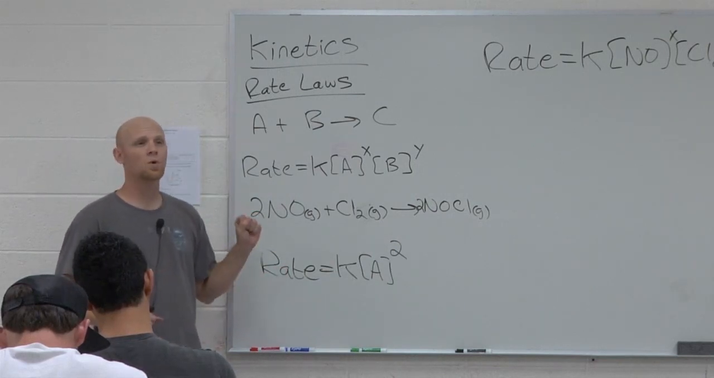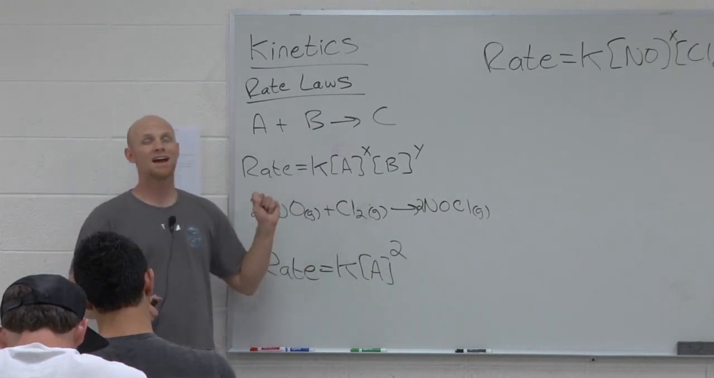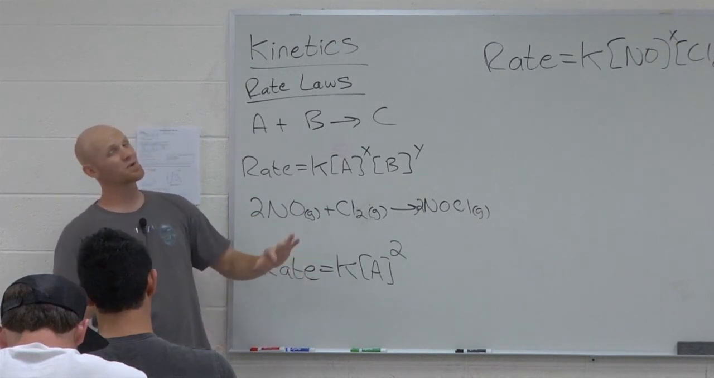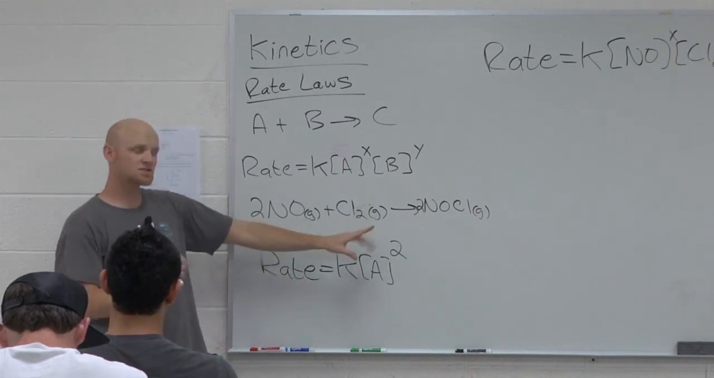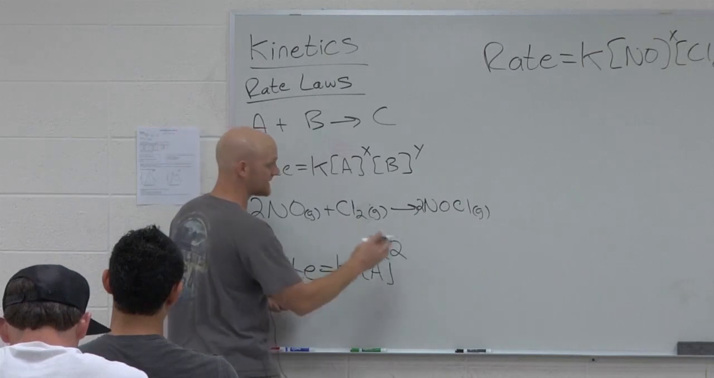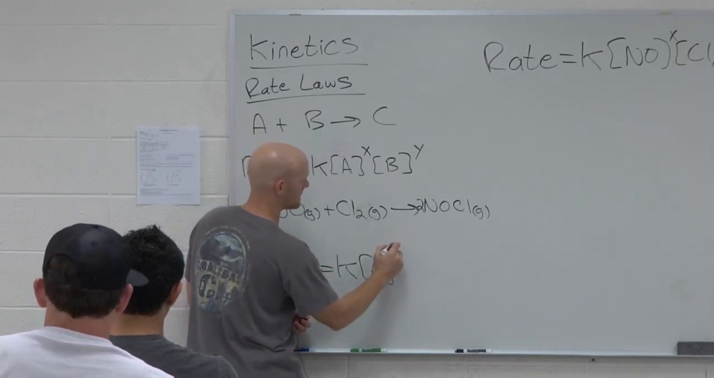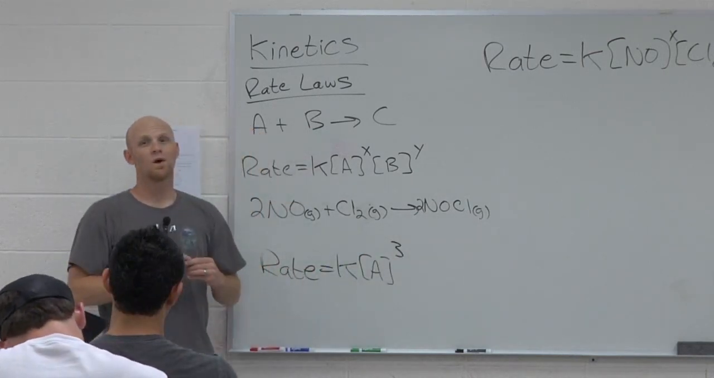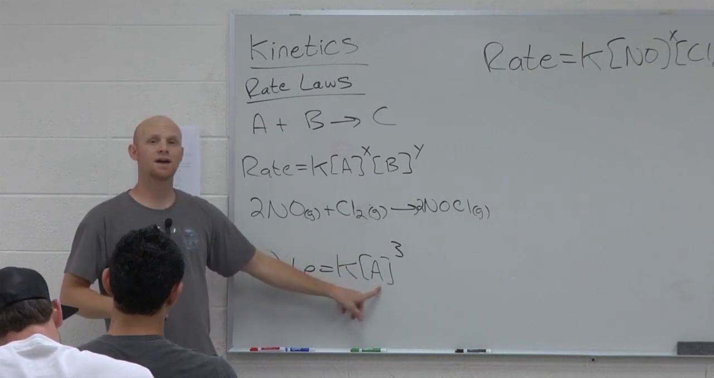And those are your most common orders, 0, 1, and 2. Every once in a blue moon, you'll see a 3rd order, but it's highly unlikely. But let's just say this happened to have been one of those really highly unlikely 3rd orders. What would happen to the rate if I tripled the concentration of A now?